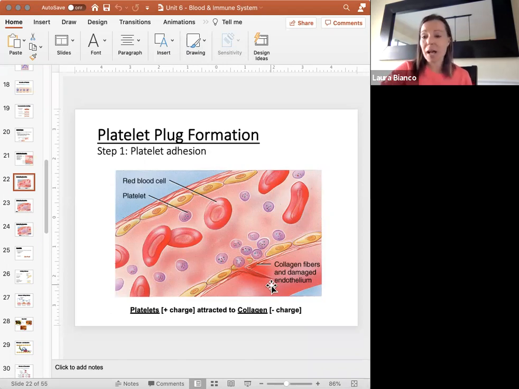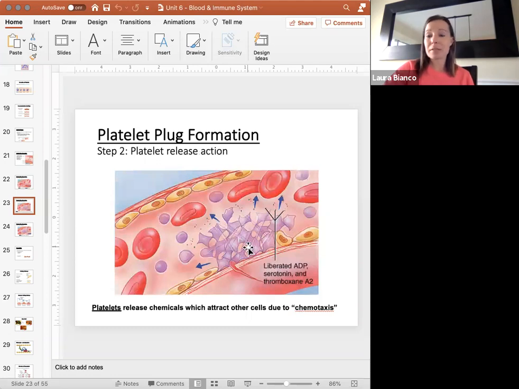These collagen fibers actually have a negative charge. The platelets, which are the small purple cells you're seeing in the blood vessel lumen, have a positive charge. And positive charges are attracted to negative charges. Opposites attract, right? So positive platelets are attracted to these negative collagen fibers, and that means they start to stick to this area. You can see them already grouping together.